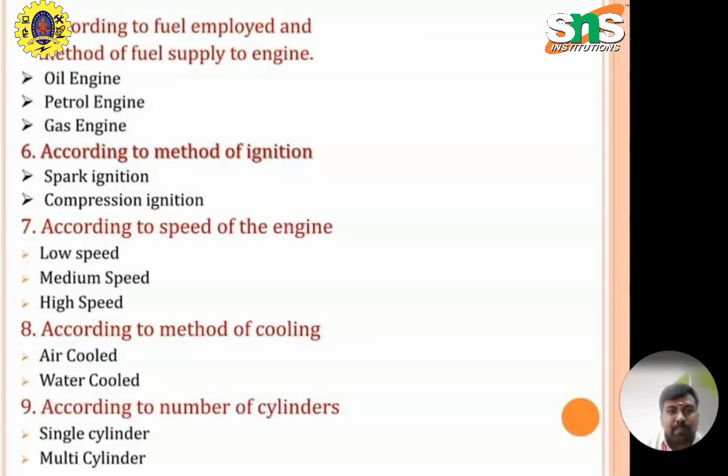According to the fuel employed and the method of fuel supply, engines are classified into three types: oil engine, petrol engine, and gas engine or gasoline engine. According to the method of ignition: spark ignition, that is the SI engine, the petrol engine; compression ignition, that is the CI engine, the diesel engine. According to speed: low speed, medium speed and high speed engines. According to the method of cooling, there are two types: air-cooled engine and water-cooled engine. According to the number of cylinders: single cylinder and multi cylinder.